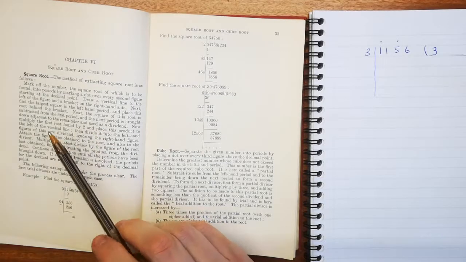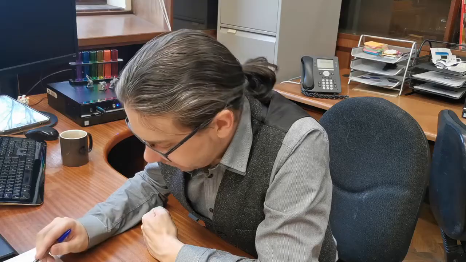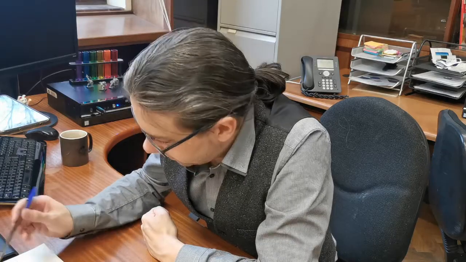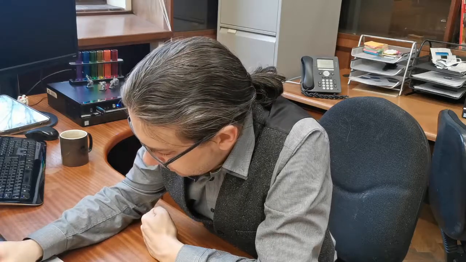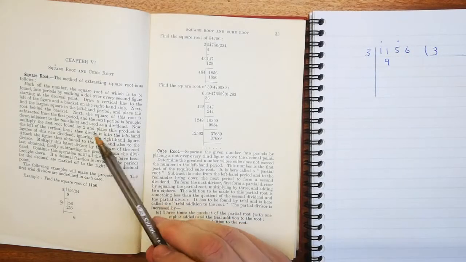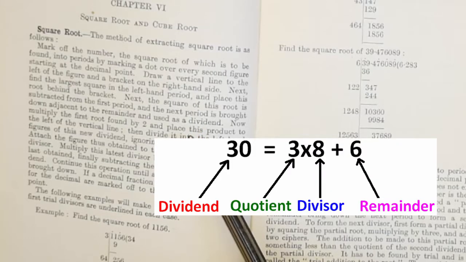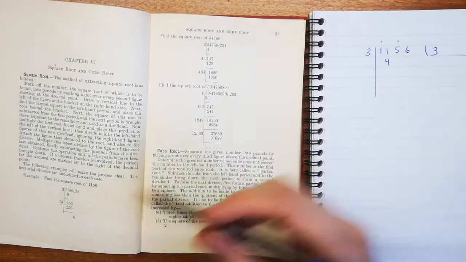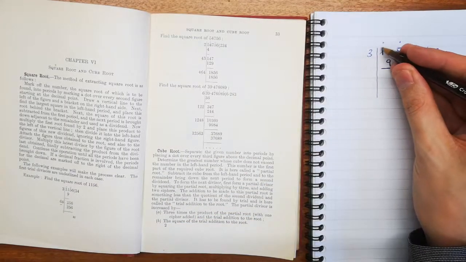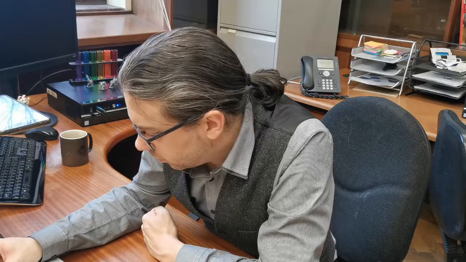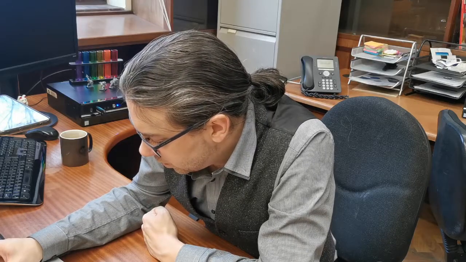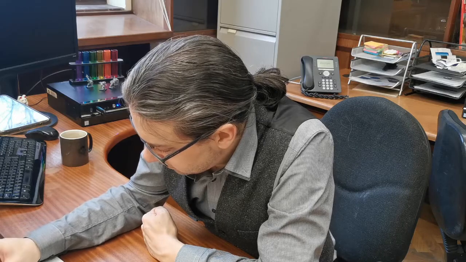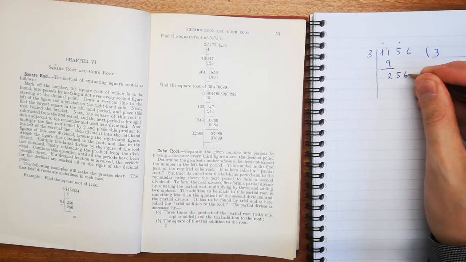Next the square of this root is subtracted from the place. This is weirdly redundant. So we find the largest square, then you find the root, then you square the root. Okay, so that's 3 times 3, that's 9. Square of this root is subtracted from the first period, and the next period is brought down adjacent to the remainder and used as a dividend. So 11 minus 9, that's 2. And then you bring the next period down, that's 56 of 1156.